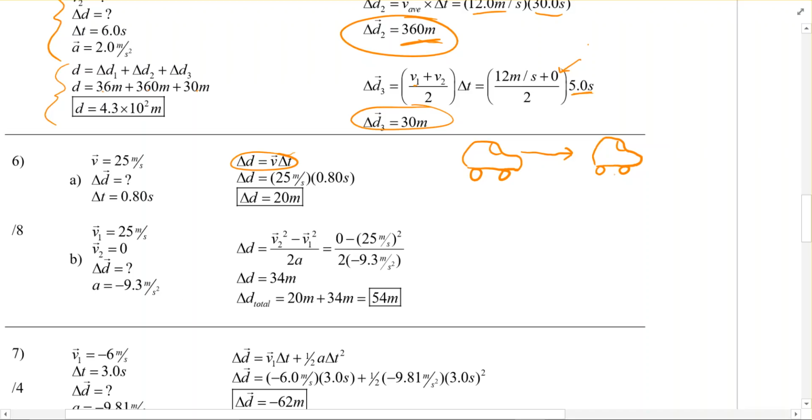V1 was how fast they were going. So initially they were going 25 meters per second. V2, we know that she's going to come to a stop. So she's going to go this way and then come to a stop. So VF is equal to 0. Distance is what we're looking for.